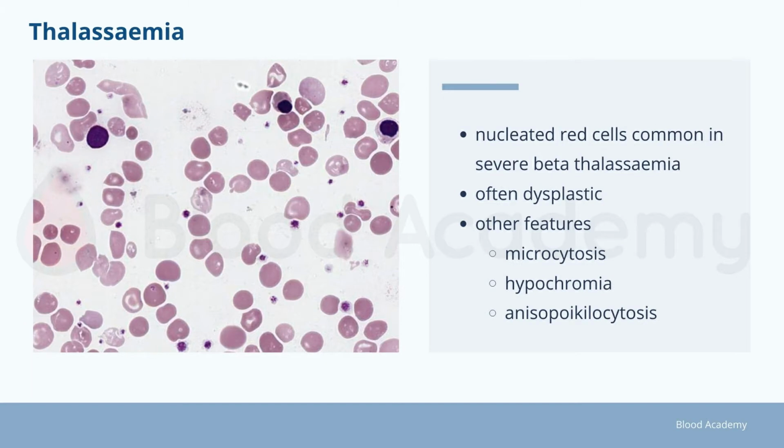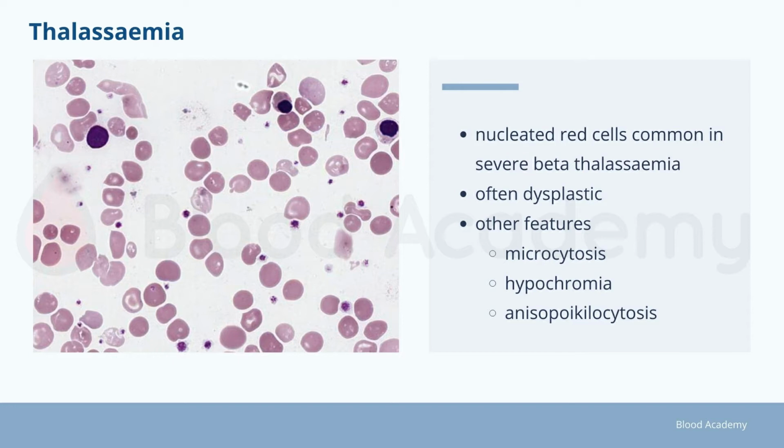The presence of high numbers of nucleated red cells is a distinct feature of beta thalassemia intermedia and major. These cells are often dysplastic, with abnormal nuclear shape reflecting ineffective erythropoiesis. Other features include microcytosis, hypochromia, and significant red cell anisopoikilocytosis, such as target cells. Nucleated red cells are also seen in severe alpha thalassemia, in particular hemoglobin H disease, although fewer in number.